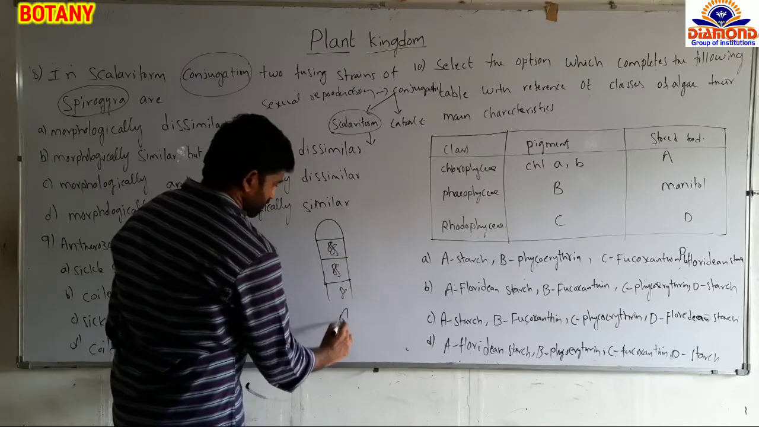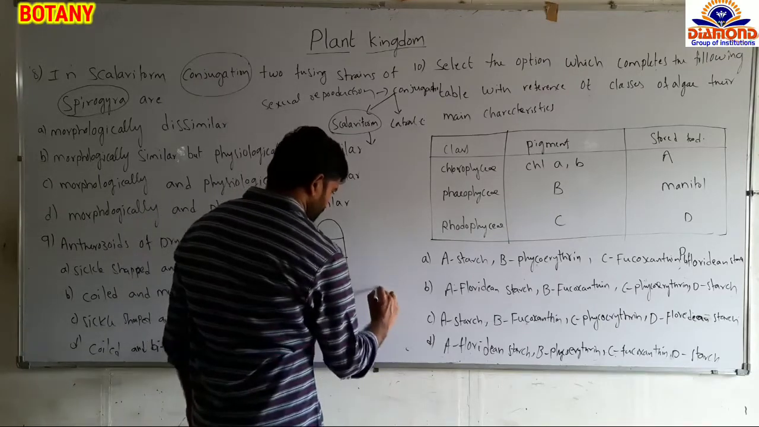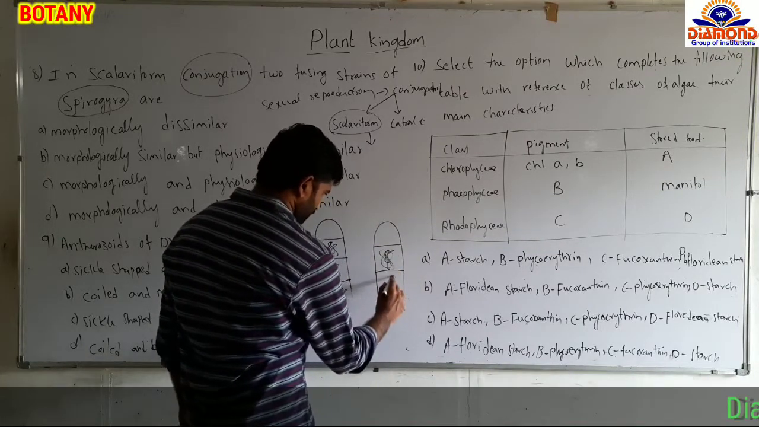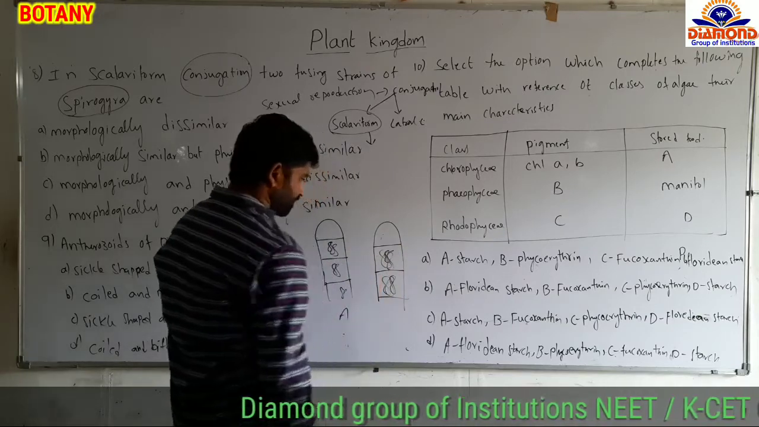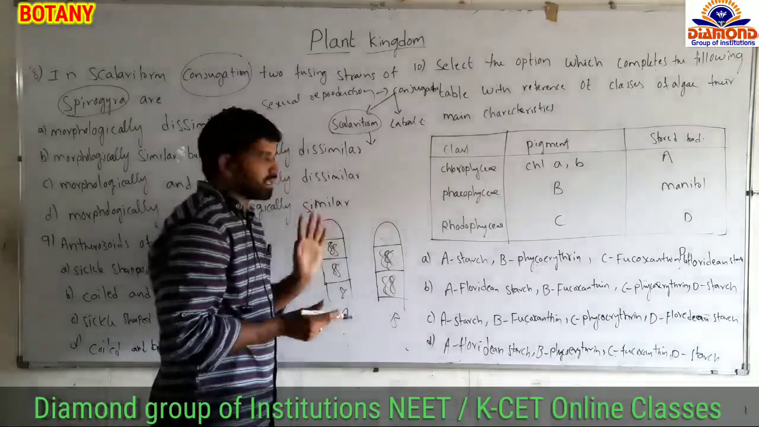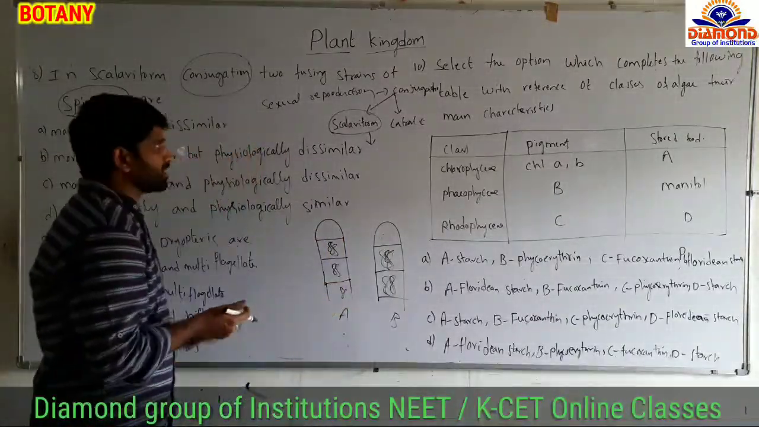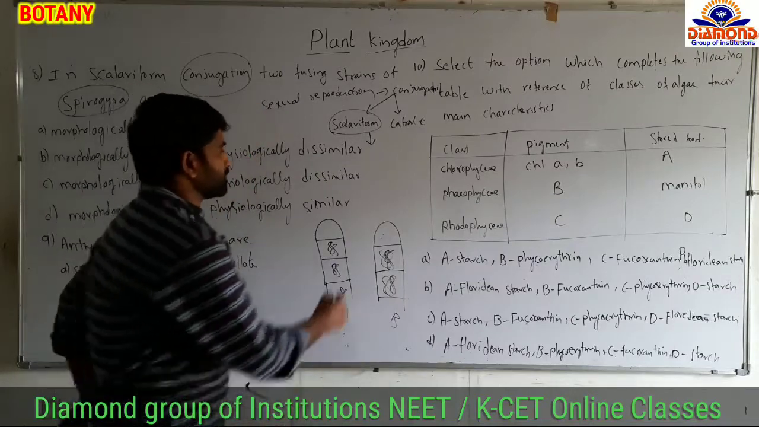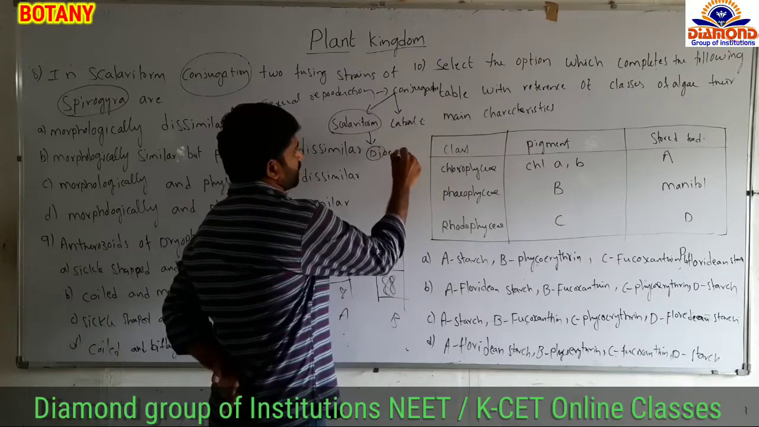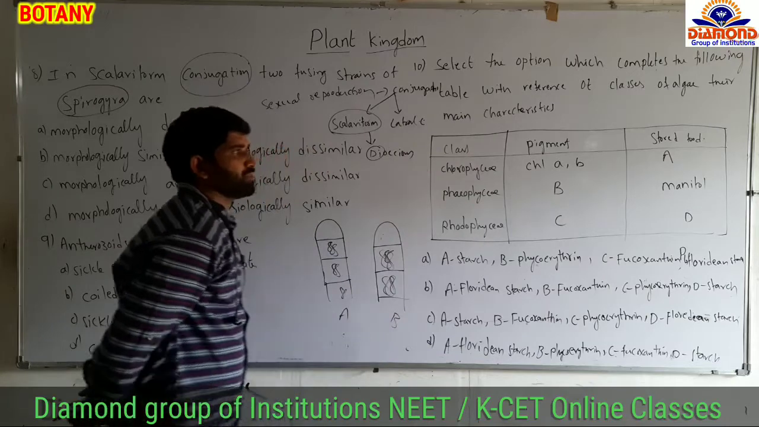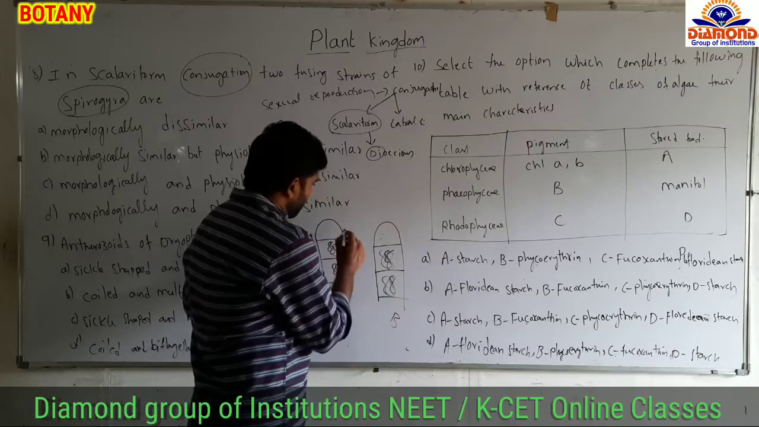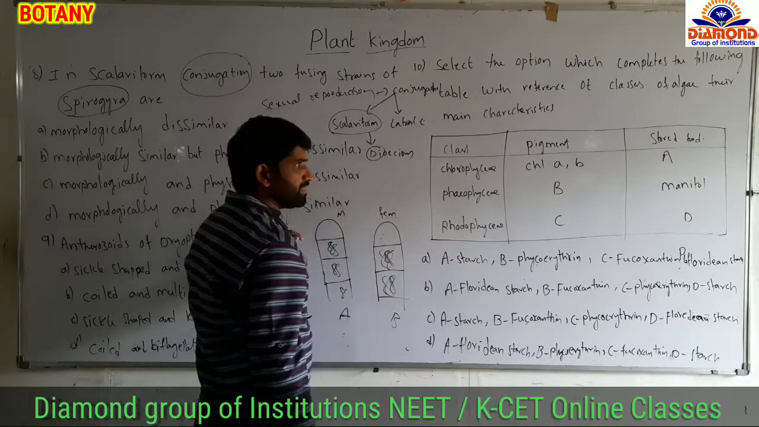So this is one Spirogyra, and this is the other Spirogyra. Between these two, one can act as a male and the other can act as a female. Most of the Spirogyra that perform scalariform conjugation are dioecious. Dioecious means male and female reproductive parts are present in different organisms. So one Spirogyra acts as a male and the other acts as a female.